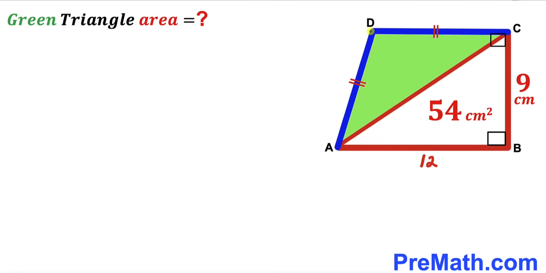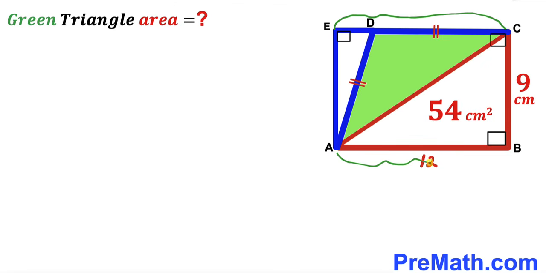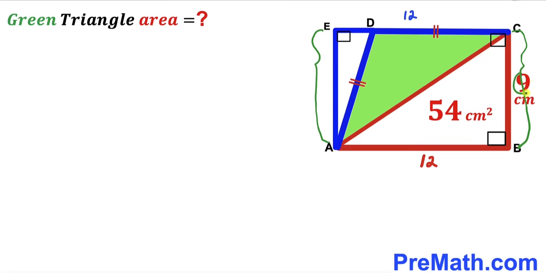Now our task is to calculate this side CD length. So we are going to think outside the box, and we have created this right triangle AED such that this side EC length is equal to this side AB length. If this is 12, then this EC length has got to be 12 as well. Likewise, this side AE length is going to be equal to this BC length. If this is 9, then this side has got to be 9 as well.